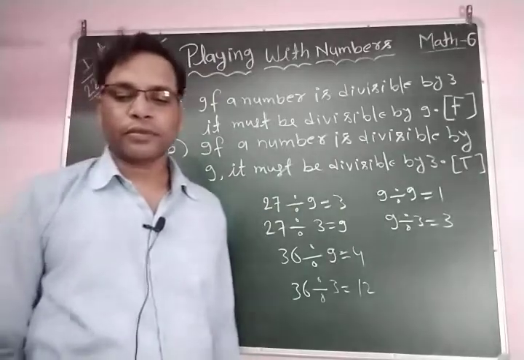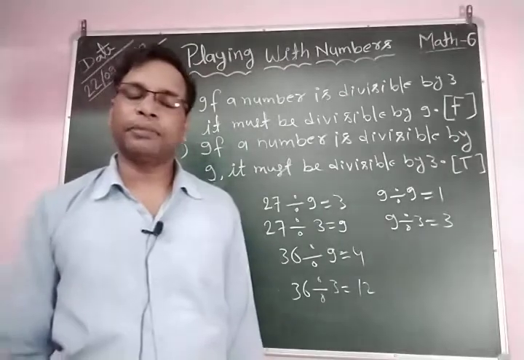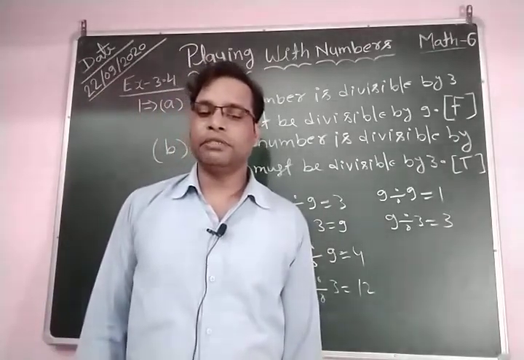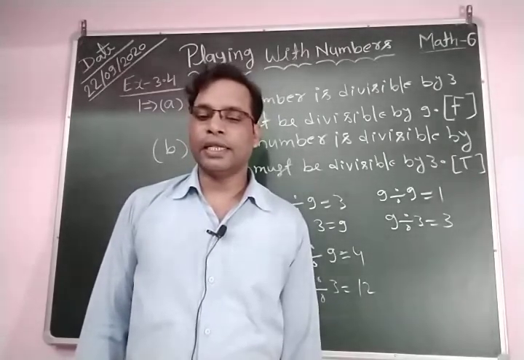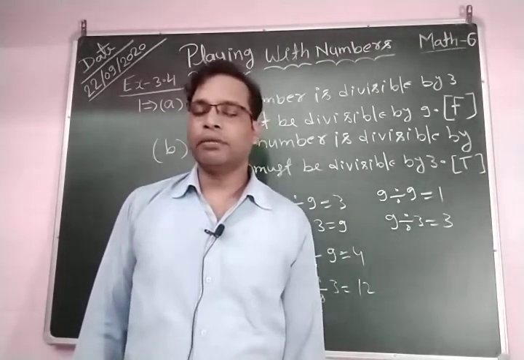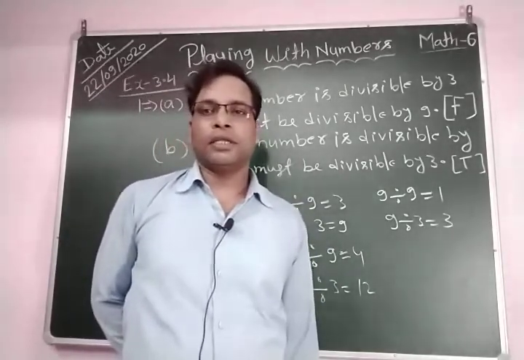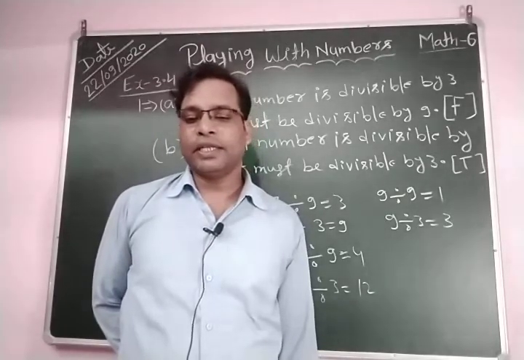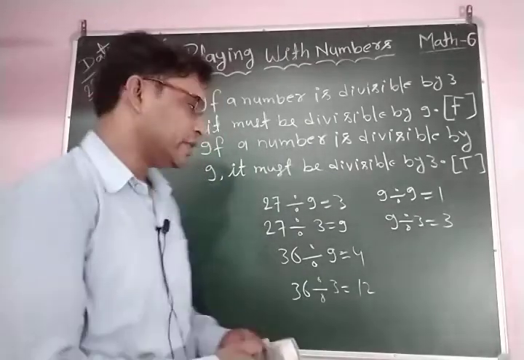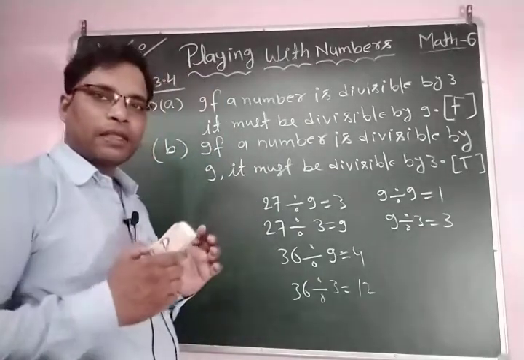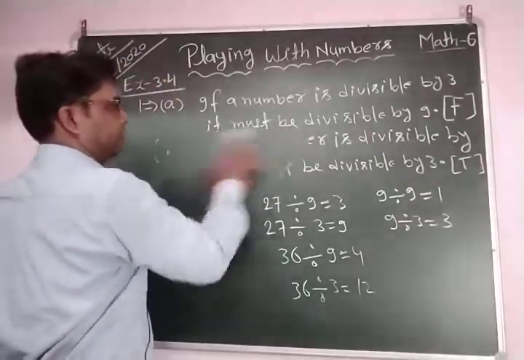Now, next part, C part, question number 1: a number is divisible by 18 if it is divisible by both 3 and 6. So here you take some examples and try to verify this statement. Okay, so first we raise this.